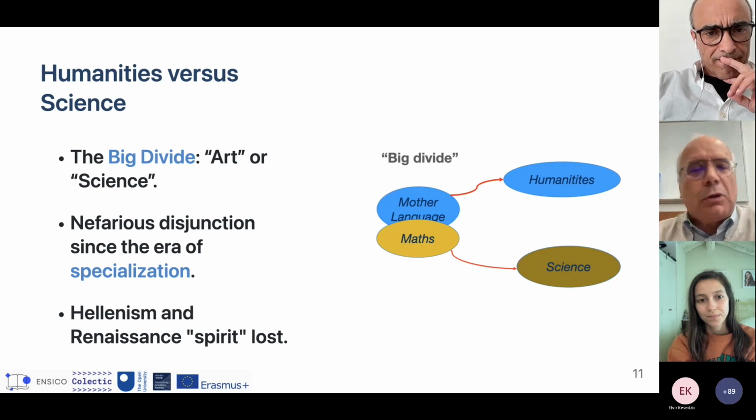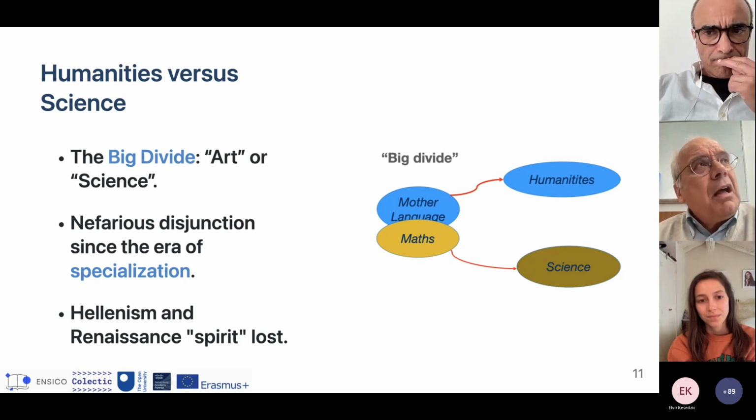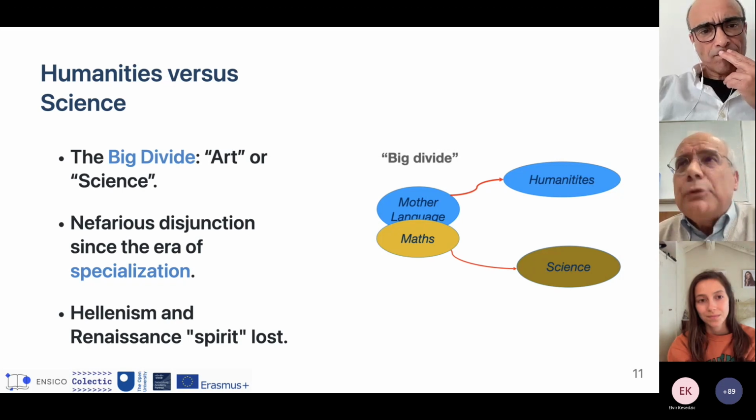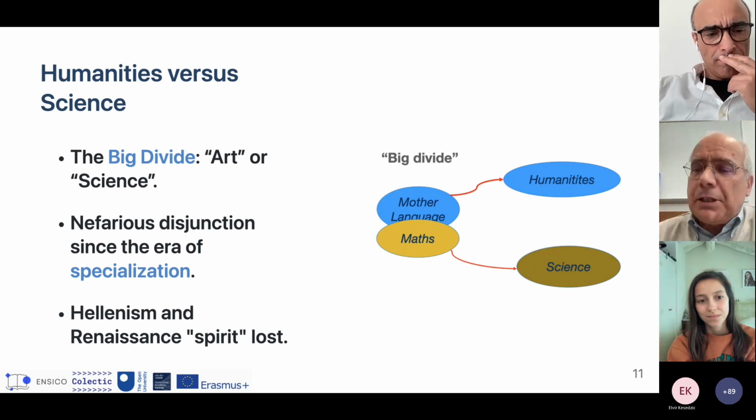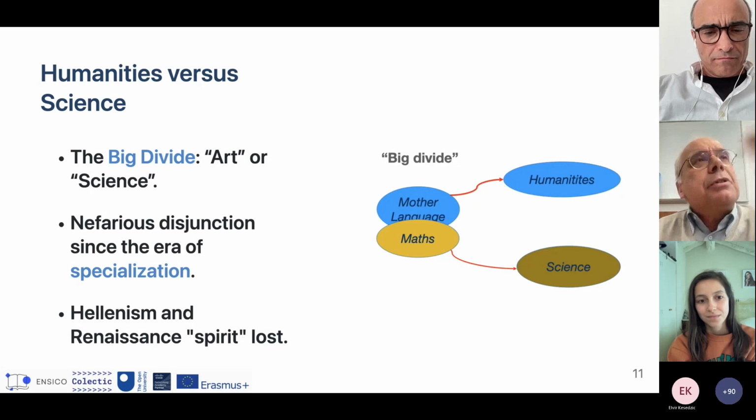what is sometimes called the big divide. At some stage, people decide, I'm going to do arts or I'm going to do science, with a complete division of these two topics. What happens is that this big divide has led to a nefarious disjunction in the area of specialization. This may have happened at the end of the 19th century, when people sort of said, wow, it's becoming expensive to teach Latin to mechanical engineers, because we want their time to study other topics in their specialization field. And so the old view of the Hellenism and Renaissance was lost.